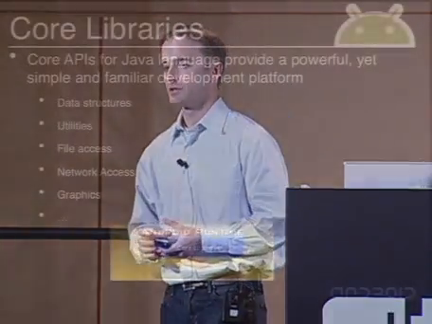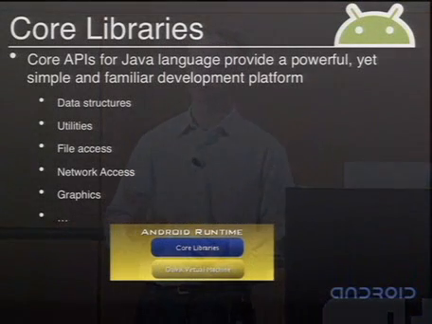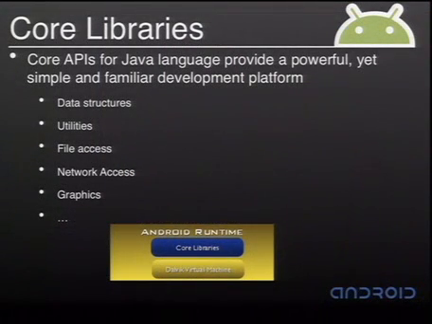And sitting on top of that are the core libraries. Underneath, you have this extremely powerful VM, and you have all of these libraries exposing OpenGL for 2D and 3D. You have the powerful AudioFlinger and things like that. But we wanted to expose to application developers a very simple set of APIs that they were familiar with. And so the core libraries provide you with the standard data structures, utilities, file access, network access, and graphics that you're used to in the standard Java programming language.